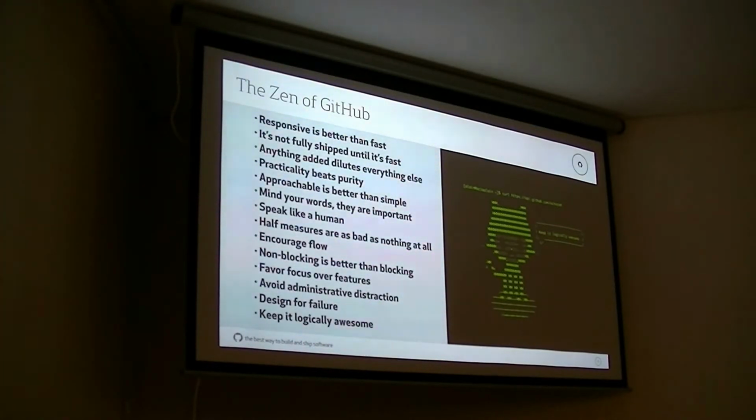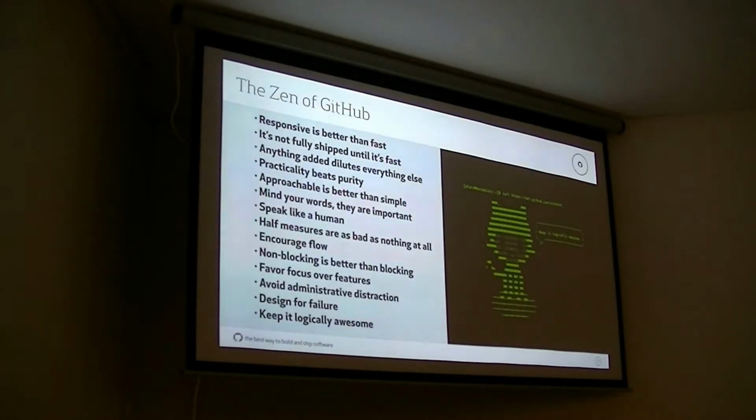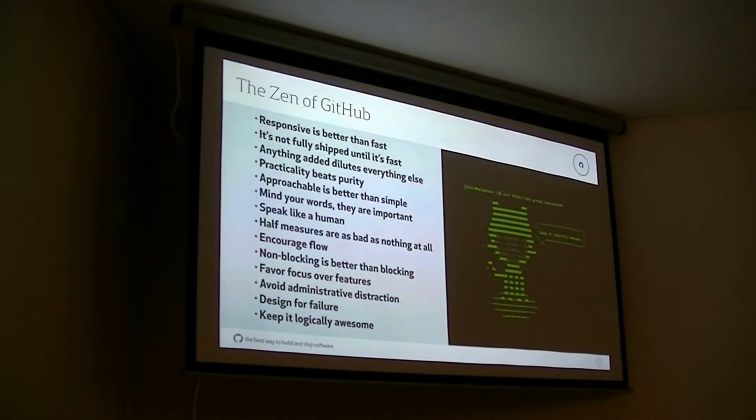So it's principles that you guys could adapt, like keep it logically awesome, design for failure. All this stuff are really good principles for everyday coders. Approachable is better than simple, but practicality beats purity. So don't overcomplexify things. Keep them simple, but they need to be smart as well. It's all kind of stuff that, if you think about them, makes total sense and could be adopted by everybody. So that's the first thing.